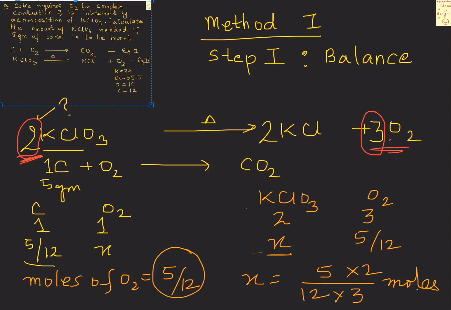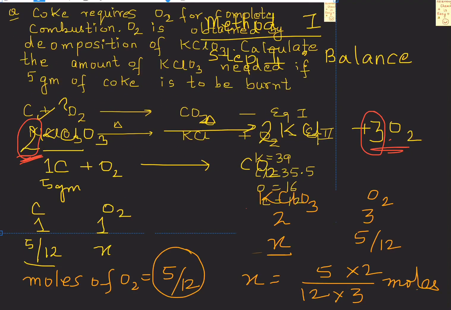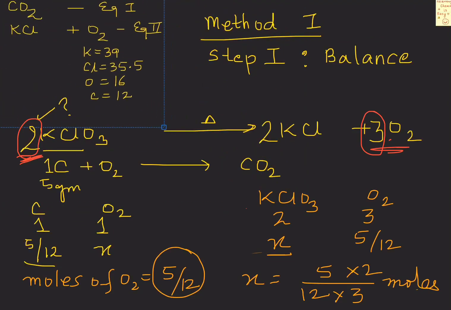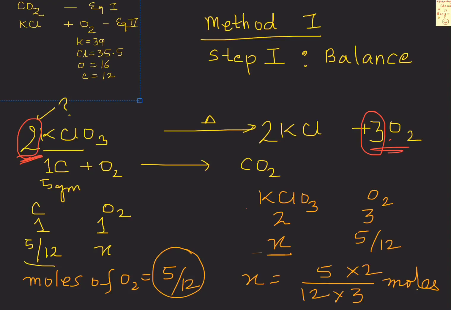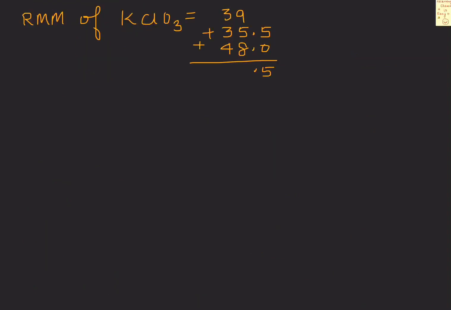No. Why? Because the question says that we have to find out the amount of KClO3 which is needed, right? So let's get going with that. How do you convert the number of moles into mass? Mass is RMM into number of moles. I have done the RMM of potassium chlorate for you, half of it. Please go ahead and calculate yourself.